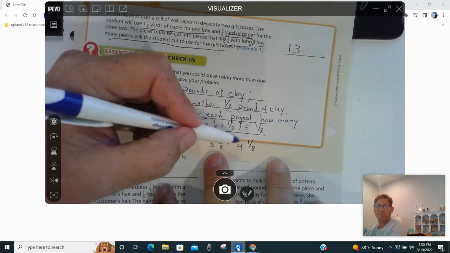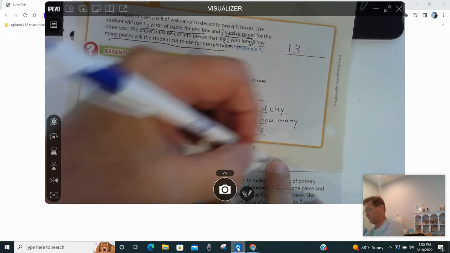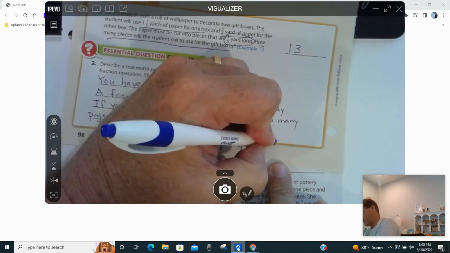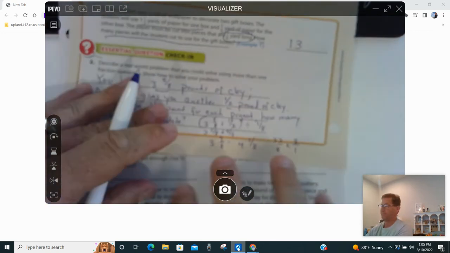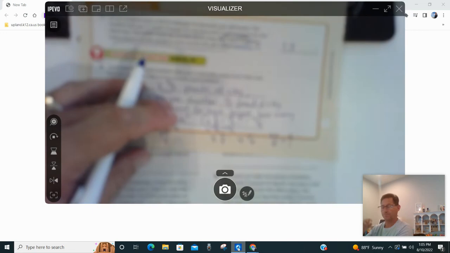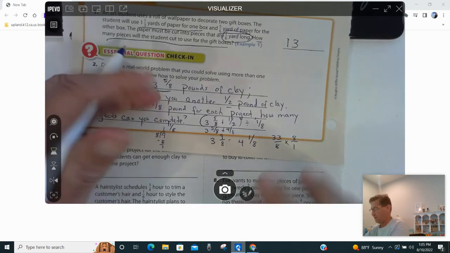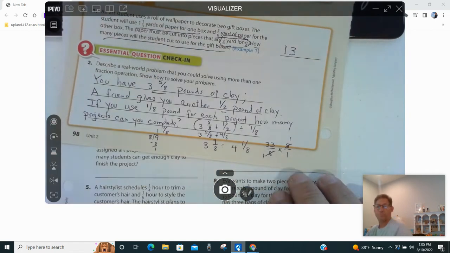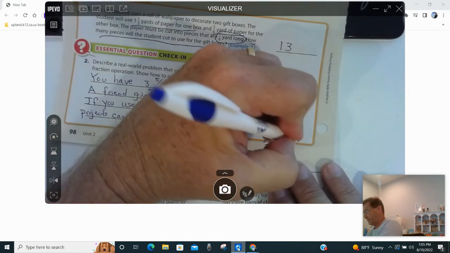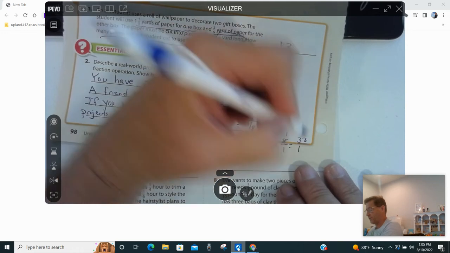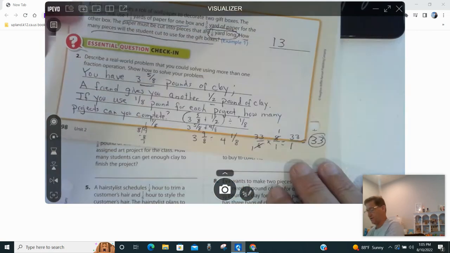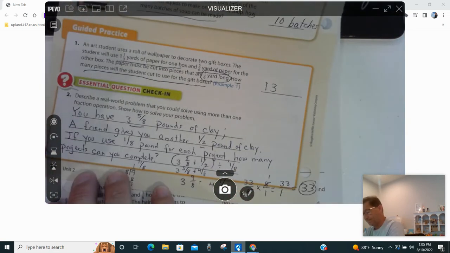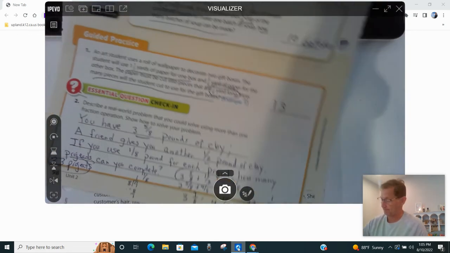Let's turn this into a fraction greater than 1. 8 times 4 is 32, plus 1 is 33. So 33/8 times the reciprocal of 1/8. Okay, we can reduce by dividing by 8, and we're left with 33 times 1, which is 33. 1 times 1 is 1, so we have 33 projects can be completed.